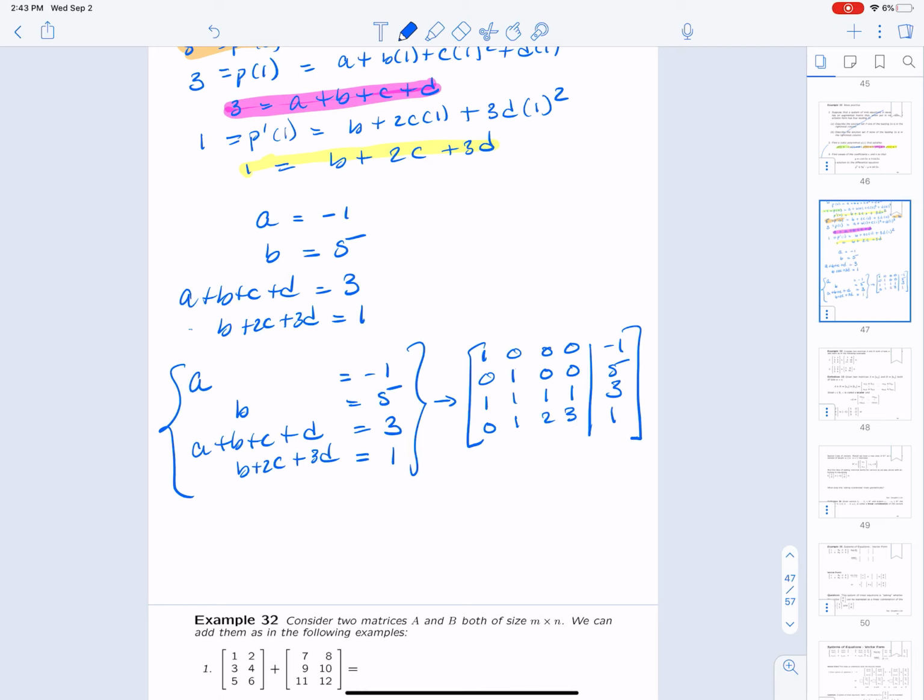And there's my matrix. I put it into row reduced echelon form, and then I translate to the solutions. That's how you would do that one.